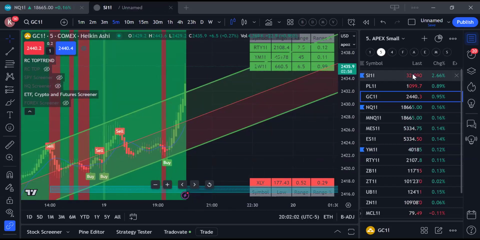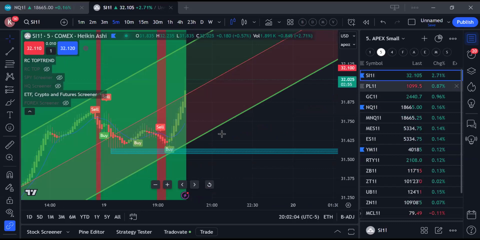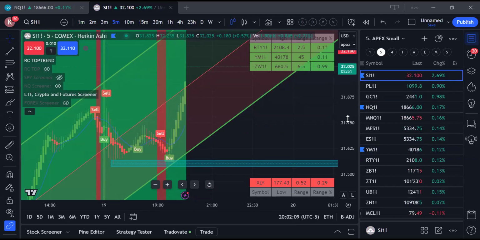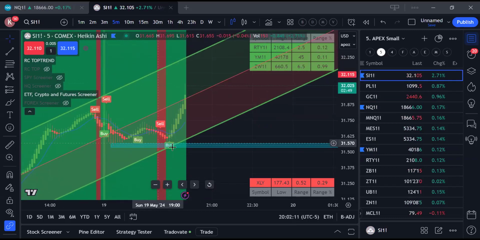Right, even silver is also moving huge. We got a buy, and it keeps on going up. Right, I told you, if you get a buy at the bottom, that is the best one. You don't miss those opportunities. If the trend is bullish, buy at the bottom and we can make nice profits. If the trend is bearish, sell at the top.